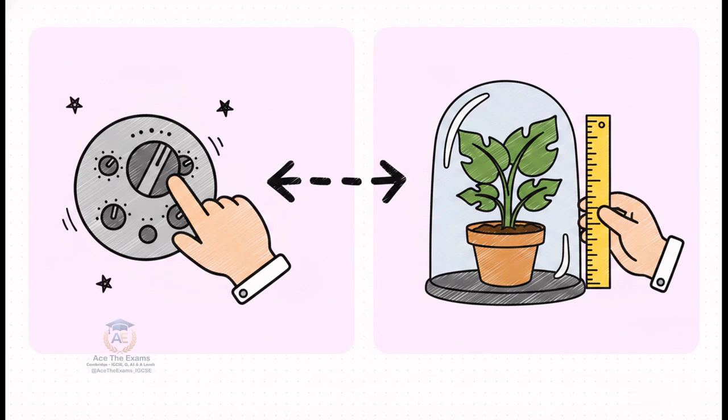You've got the independent variable, which is the one thing you purposefully change. Then there's the dependent variable, which is the factor you measure to see the effect. And finally, the most crucial part, you have to strictly control absolutely everything else so that no random external factors mess up your hard work.